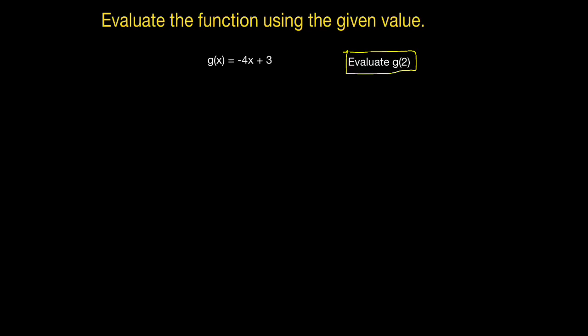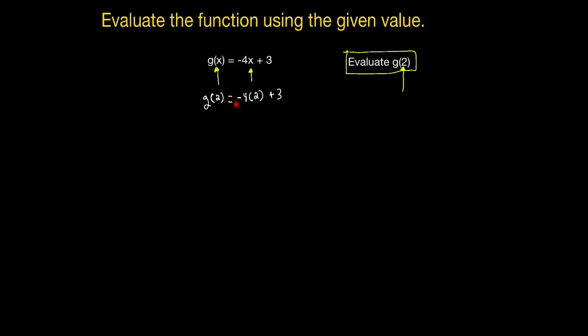Everywhere you see an x, that's going to get replaced by a 2 now, because we want g of 2. So now here, we're going to get g of 2 equal to negative 4. We no longer have x. We're going to replace it by 2. And then we're going to add 3. So that's how you use a function. Basically, your input replaces the variable here.